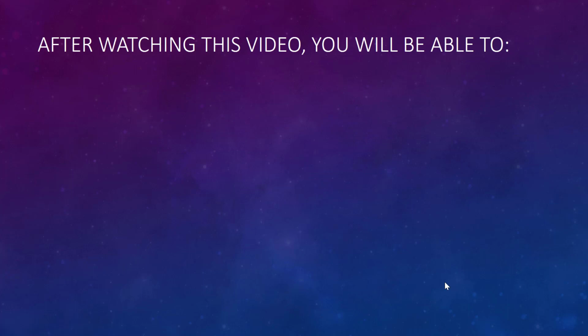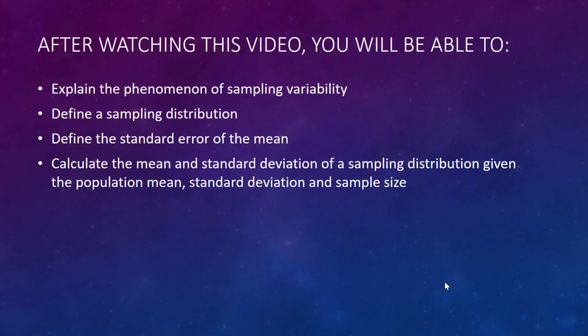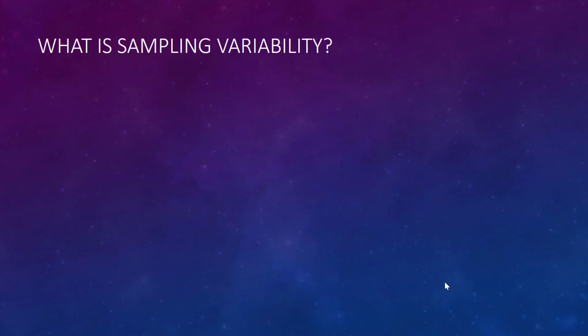After watching this video, you will be able to explain the phenomenon of sampling variability, define a sampling distribution, define the standard error of the mean, and calculate the mean and standard deviation of a sampling distribution given the population mean, population standard deviation, and sample size. Please watch my video entitled The Central Limit Theorem before watching this video.